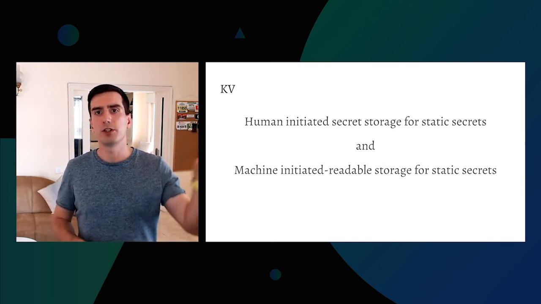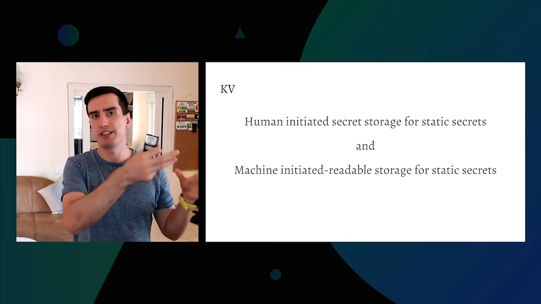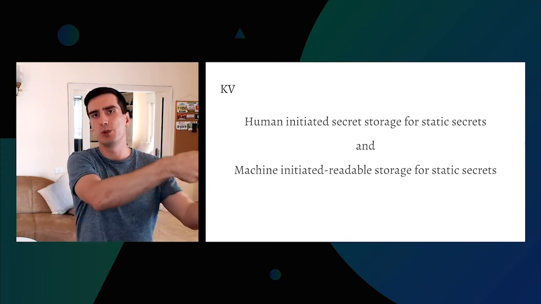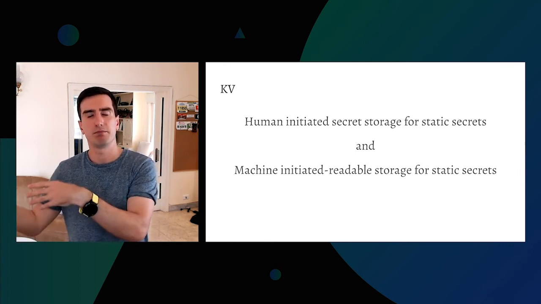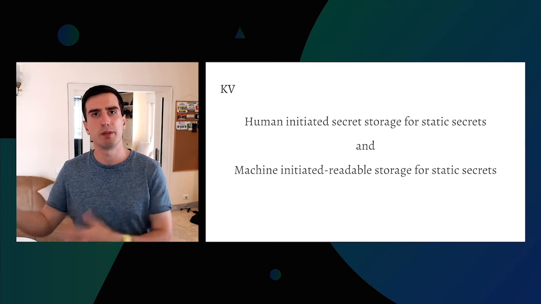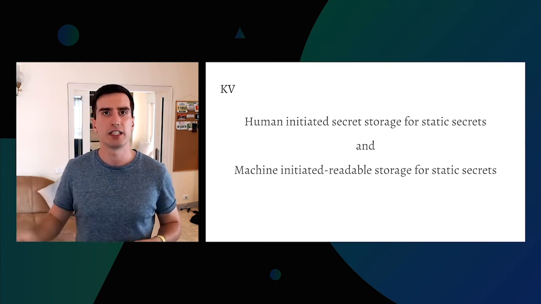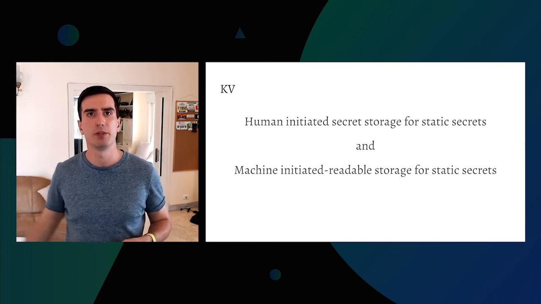I suggest you have two KVs actually. You have one for humans where they can have a messy structure, and then you would read those using Terraform and store them in a new KV where you have a predictable structure for your applications to read from. And in that sense, you can make sure that it's the same across all the environments.